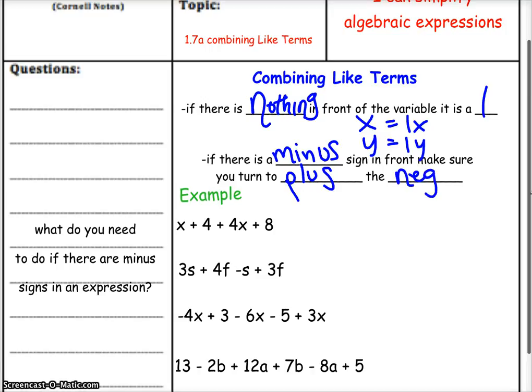Okay, I usually go left to right. So I start, and I see that I have an x. 1x plus 4x is 5x's, right? Now I move to my next term. 4 plus 8 is 12. Done. I'm done because there's nothing else I can combine.